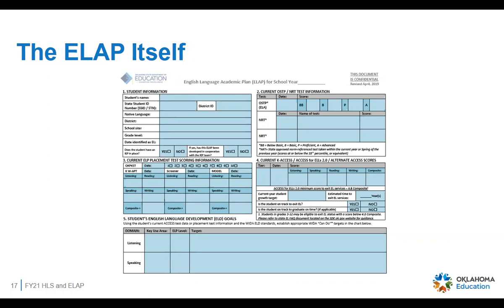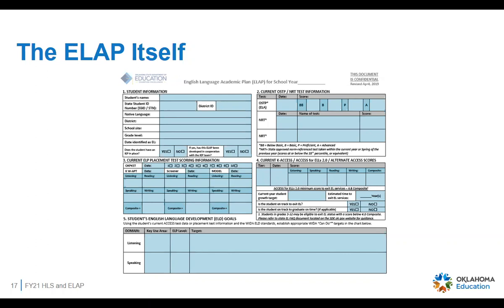And then the following section, kind of the longest section here, number 5, are your English language development goals. And this is broken down by language domain: listening, speaking, reading, and writing.